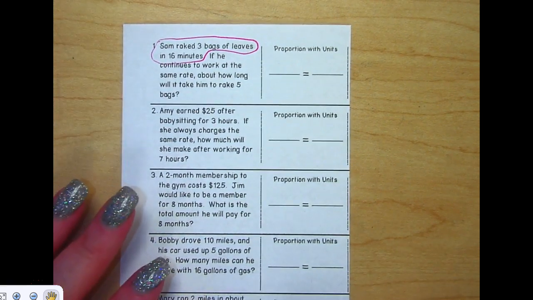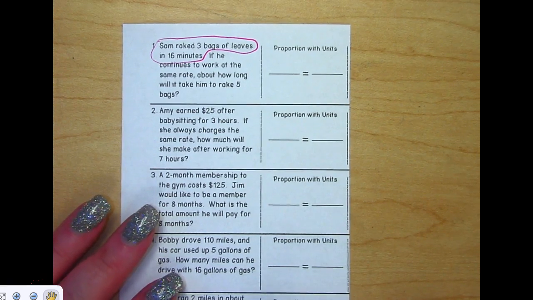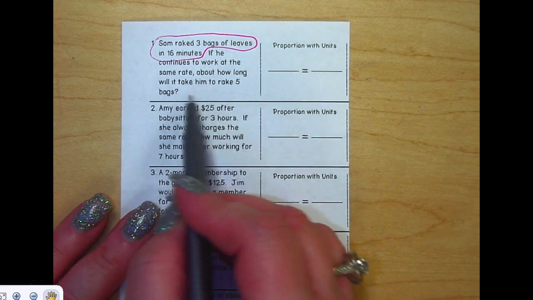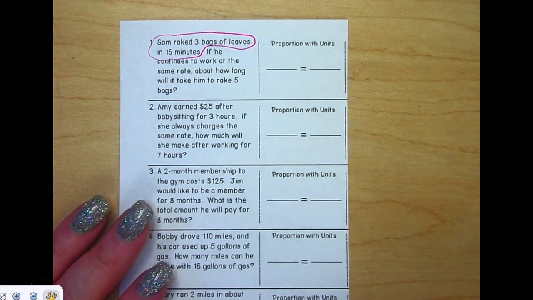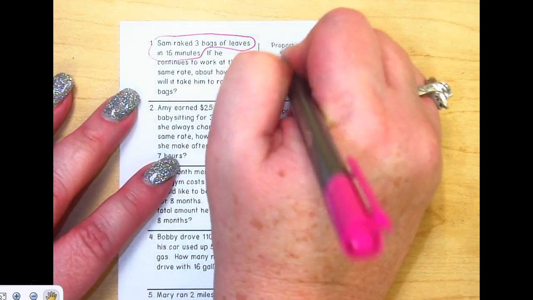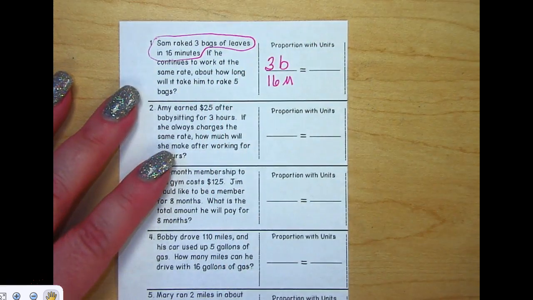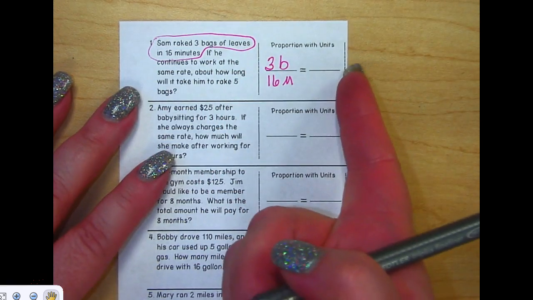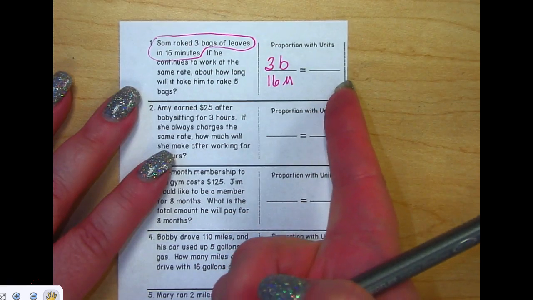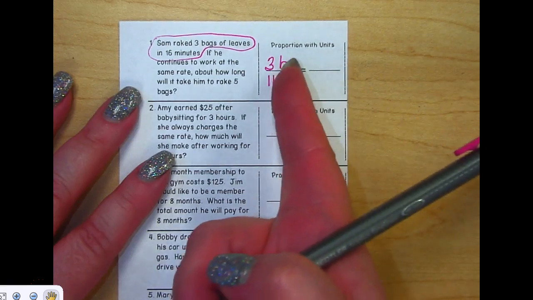If I'm going to a unit rate, it would. If I wanted to know how many bags per minute, then I would want the minutes in the bottom. But if I'm just trying to find how long will it take him to rake 5 bags, it doesn't really matter. What matters is if I put 3 bags here and 16 minutes here, what's important? In the equivalent proportion, that I put the bags in the numerator and the minutes in the denominator. I could have switched these, but as long as I see the units.